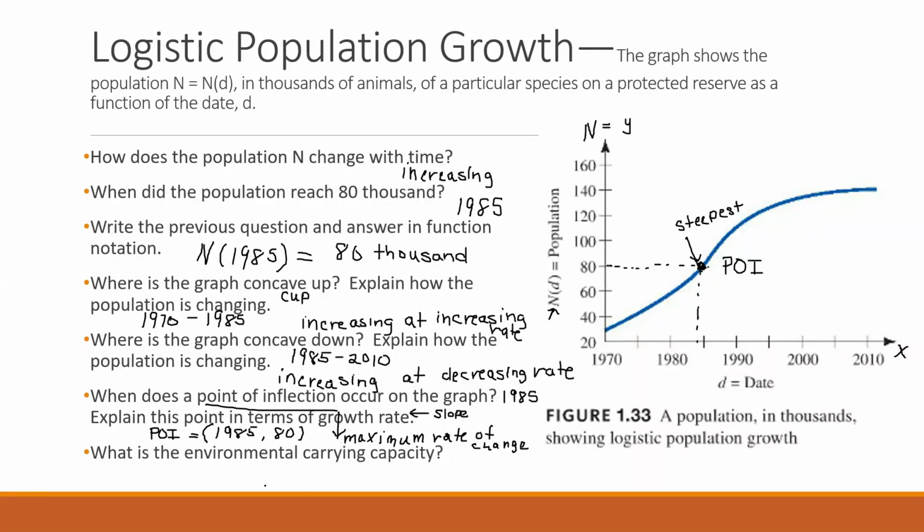And then it asks us, what is the environmental carrying capacity? The language here is very specific to this problem. So we are told in the beginning of this problem is a particular species on a protected reserve. And so the reserve can only support a certain number of animals. And so we are looking how many animals can this reserve support. That would be the environmental carrying capacity. The environment where they're located is only large enough, that reserve, to support so many animals.